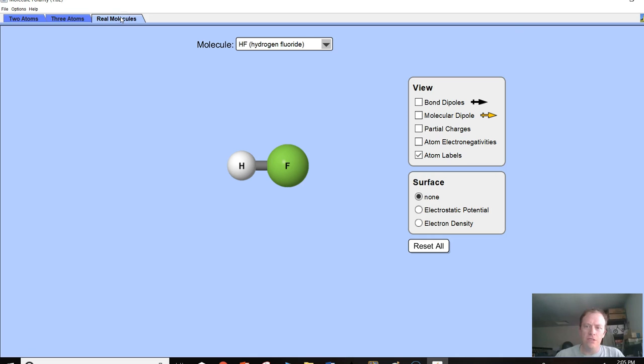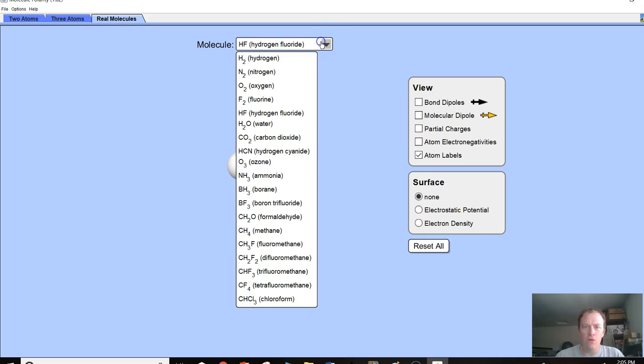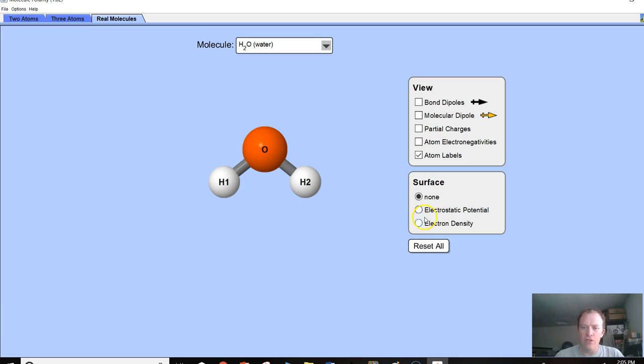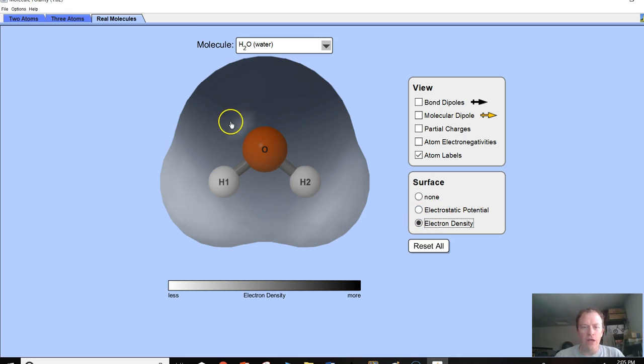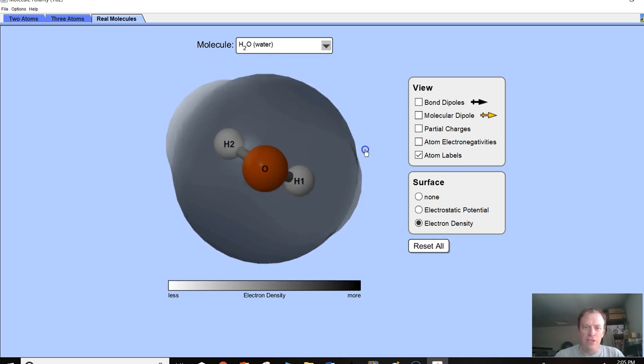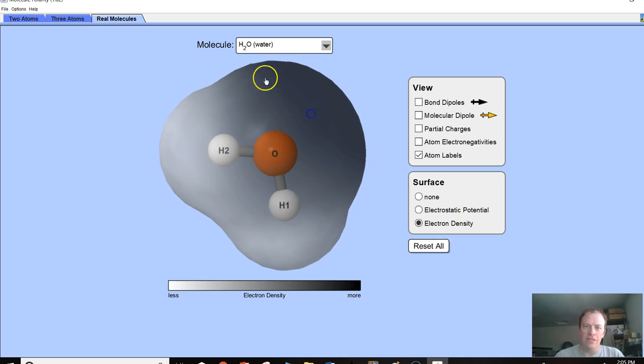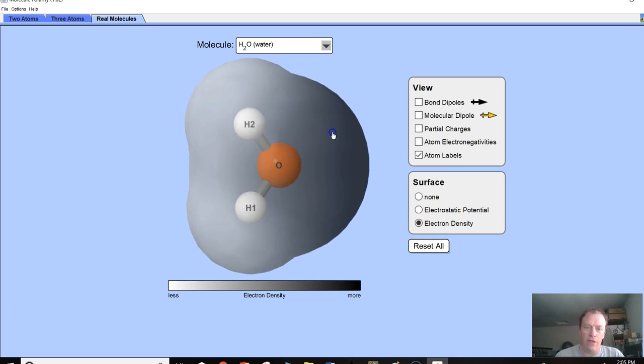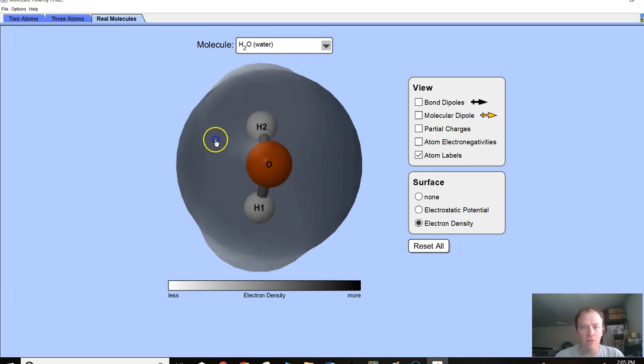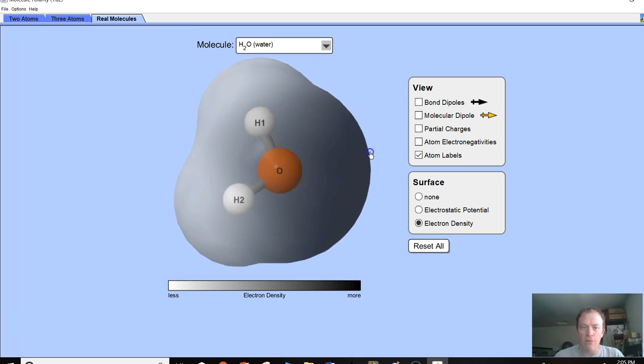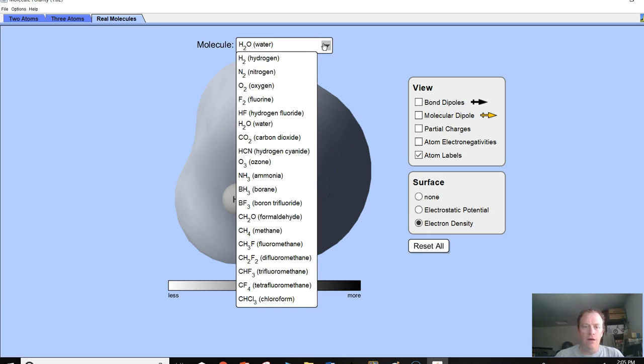Just to show, this simulation does have some real molecules, like water. Just another way to visualize it, we could look at electron density, where the darker areas are where there's more dense electrons. So in the case of water, the electron density is greater around the oxygen end. So we do have a polarity here. This is because oxygen is very electronegative, and what it's tending to do is pull electrons towards itself in the molecule. So we do develop a dipole. We develop a partially negative end at this end and a partially positive end.